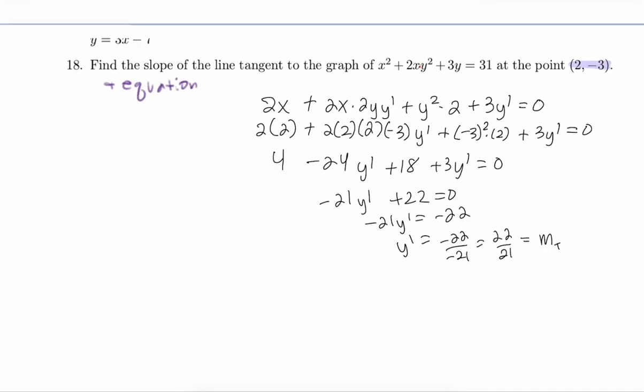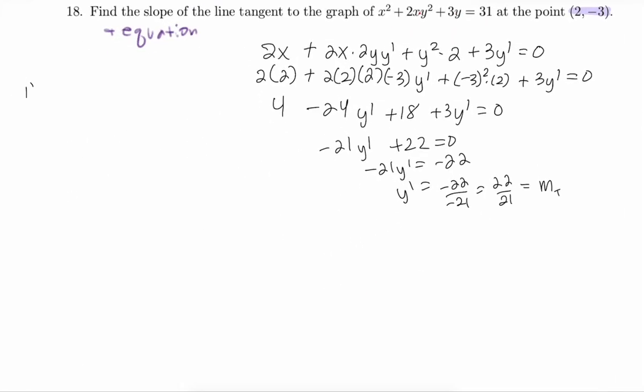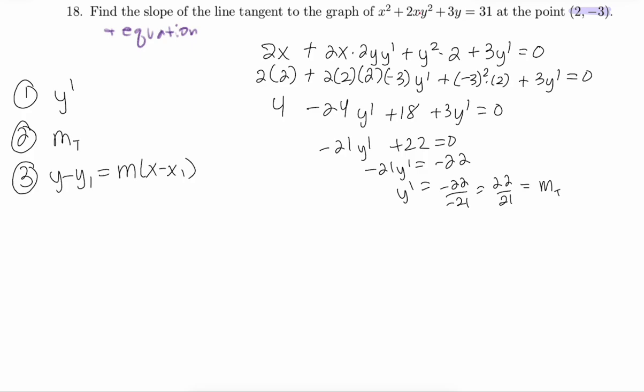Remember, the first thing we do is find y prime. The second thing we do is plug in some numbers so we actually find the slope. The third thing we do is y minus y1 is m times x minus x1. We always do the same thing. We've done parts 1 and 2. We found y prime. We stuck in numbers so that we got an actual number for the slope. So now it's just the point slope formula.